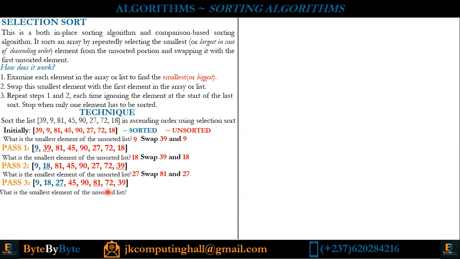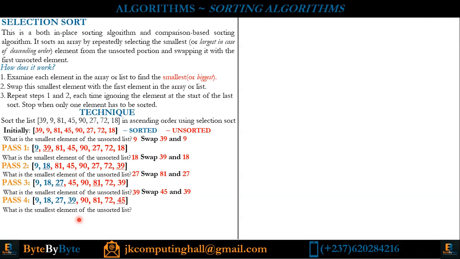Let's proceed. What is the smallest element here? And we see that it is 39. So I'm going to swap 39 and 45 to get this. 39 and 45 have been swapped. What is the smallest element in the unsorted list? 45. So 45 will be swapped with 19. As you can see, this is what we get. What is the smallest element in the unsorted list?